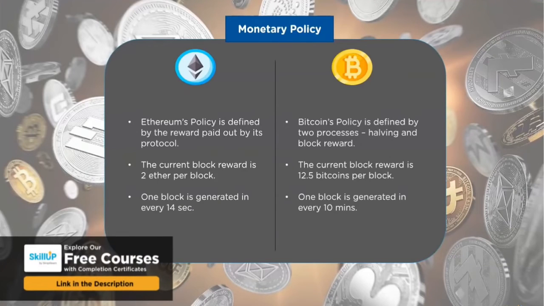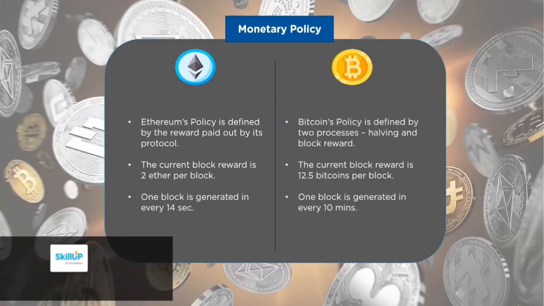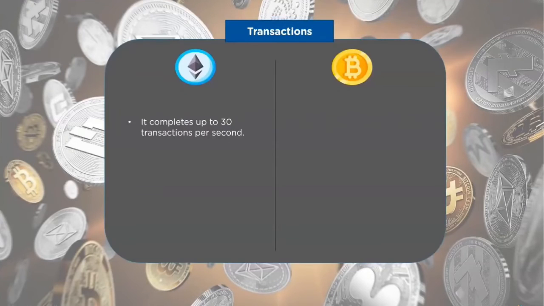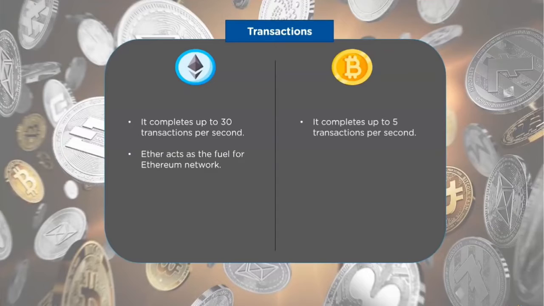Due to this, over time, mining blocks will become more difficult. Next is transactions. Ethereum is a little bit faster than Bitcoin, with 30 transactions per second, and it takes just a few minutes to confirm it. On the other side, Bitcoin's transaction speed is 5 transactions per second, and it can take up to 60 minutes or more to confirm. Ether, the currency of Ethereum, acts as the fuel for Ethereum networks, and Bitcoin is only used as the value for real-world transactions.